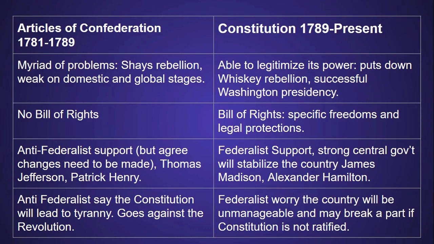Next, the Articles of Confederation had no Bill of Rights. It would not have been able to enforce them anyways. But the topic came up with the Constitution. Those who opposed the Constitution, the Anti-Federalists, demanded it be added as a protection against tyranny.